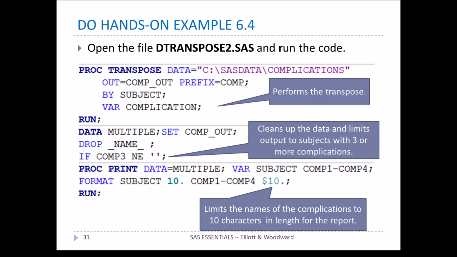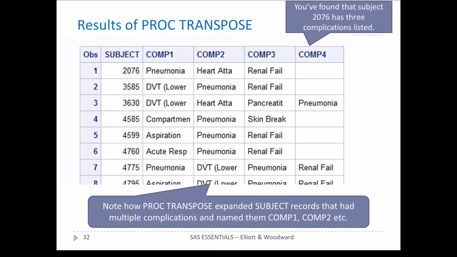Now we're going to do a PROC PRINT on that new data set, and we're going to list the first 4 complications. There's actually up to 7 in this data set, but just so we can see the results, I'm limiting it to 4. And I'm also, in the FORMAT statement, limiting the name of the complication to up to 10 characters. Again, I'm just doing this so that when we look at it, we can see the results easier.